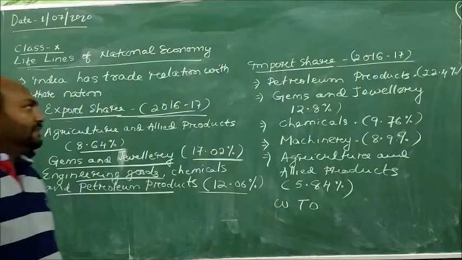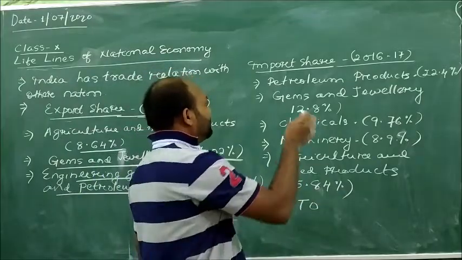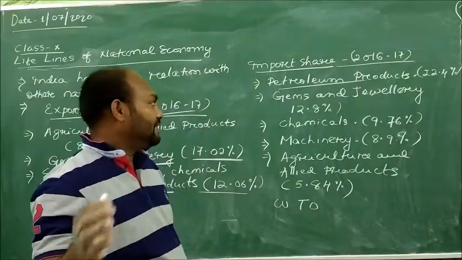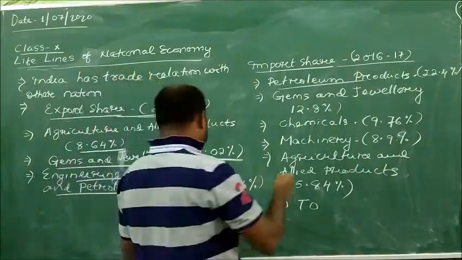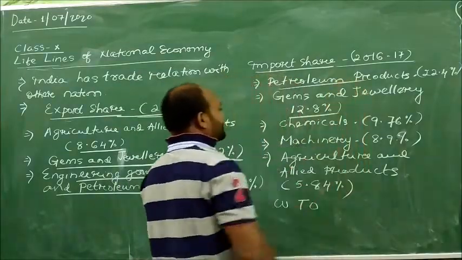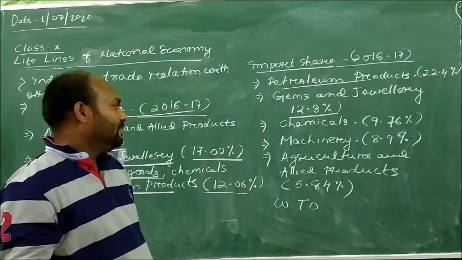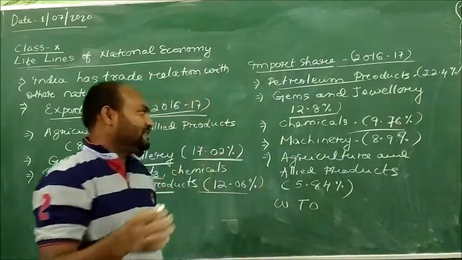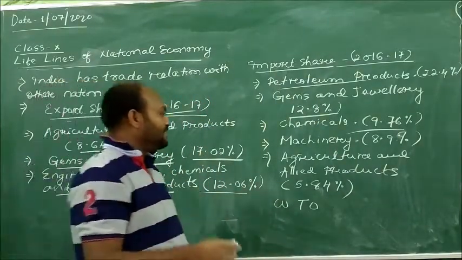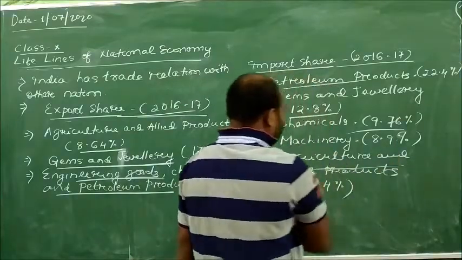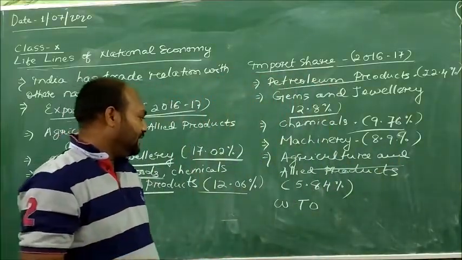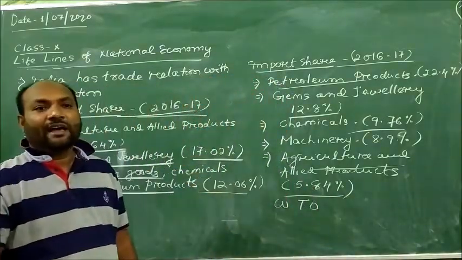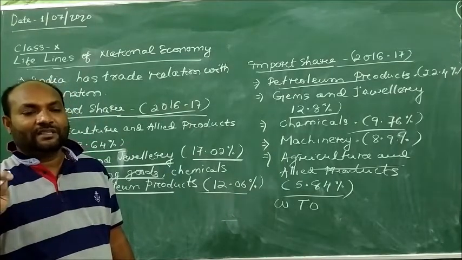12.06%. At the same time, we imported petroleum products to India, nearly 22.4%. Gems and jewelry, nearly 12.8%. Chemicals, nearly 9.76%. Machinery, 8.9%. Agricultural as well as allied products, nearly 5.84 percent. So this is how we are doing trade activities with other nations.